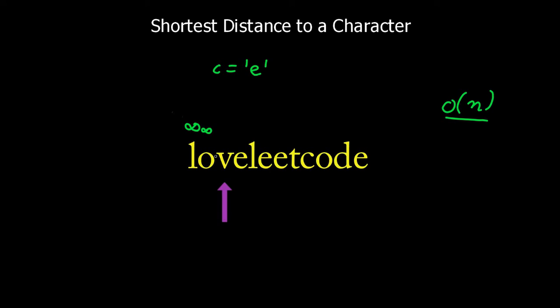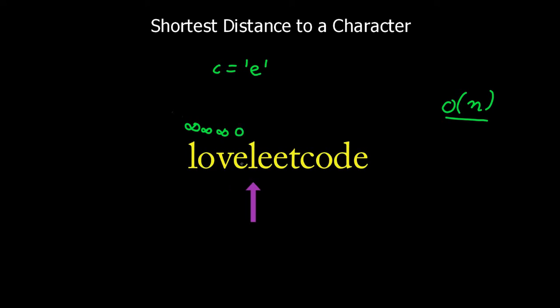Again, we move to the right. Same logic follows: we check that if O is infinity distance away, then V is infinity plus 1 distance away, which is also infinity, and then we move to the E. Now we can see that E is the character itself, so there's no point in checking the distance of this character E with V, and we can simply say that for this character the distance is 0.